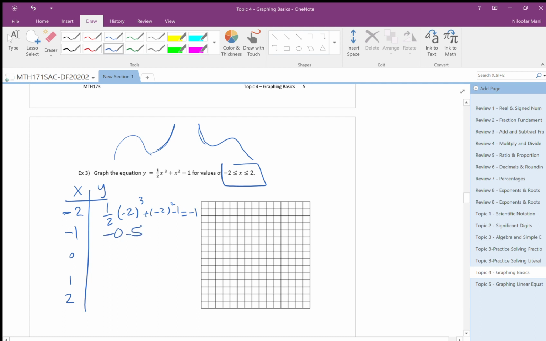Because I cannot zoom, I have to write my function here large. So y is 1 over 2 x cubed plus x squared minus 1. For -1, I get minus half. Then I can just substitute. If I put 0, it's -1. If I put 1, it is half. And when I do 2, it is 7.